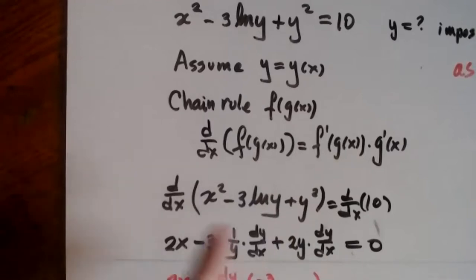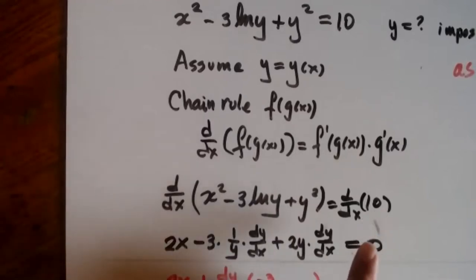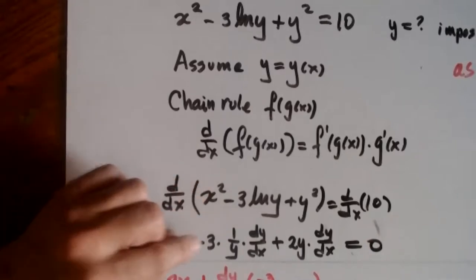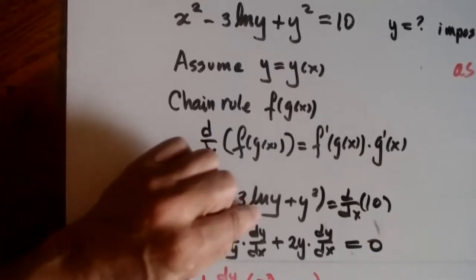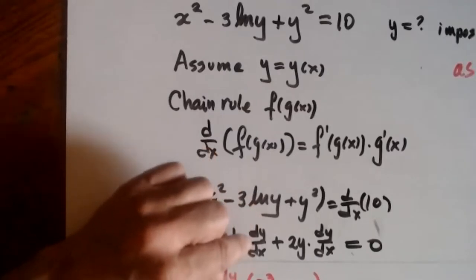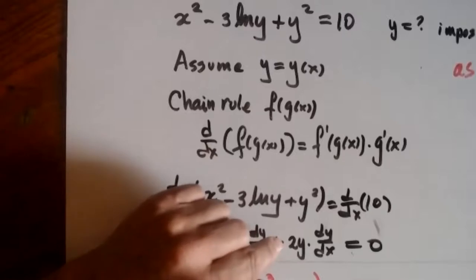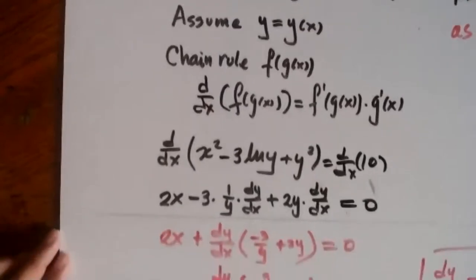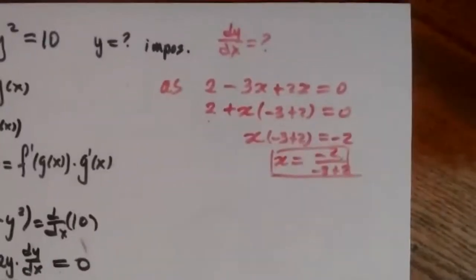Then I take the derivative of both sides. The derivative of the constant is 0. Then the derivative of x squared is 2x, that's easy. Then the derivative of the log is the reciprocal times the derivative of the function inside the log, plus the derivative of the square, 2y, times the derivative of y itself. Okay, once I have this, I have a linear equation.